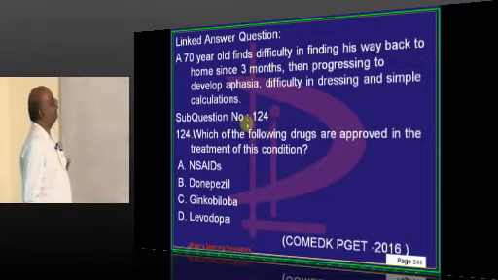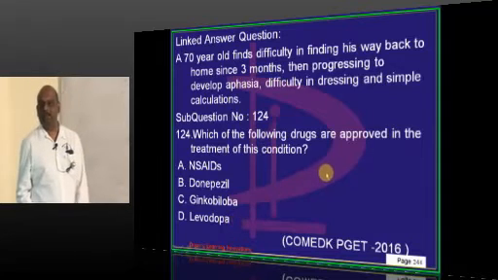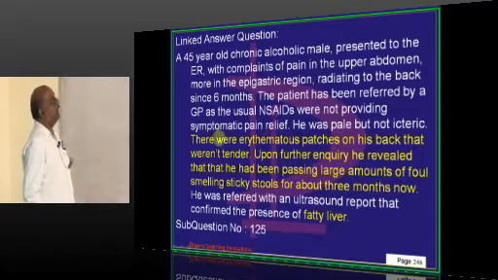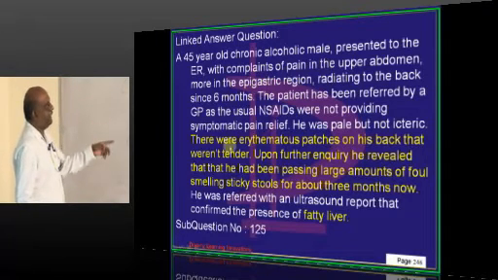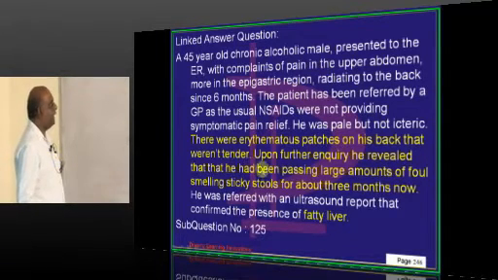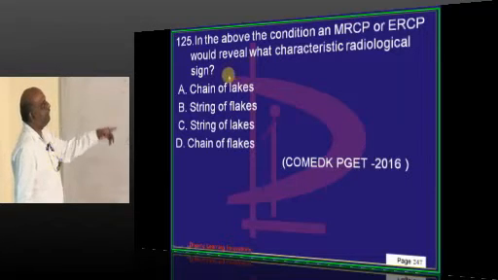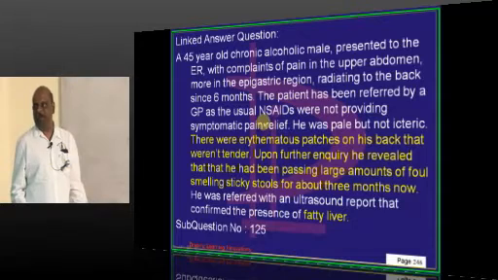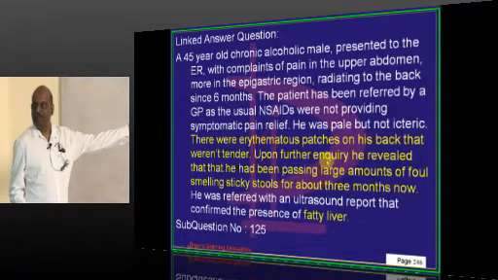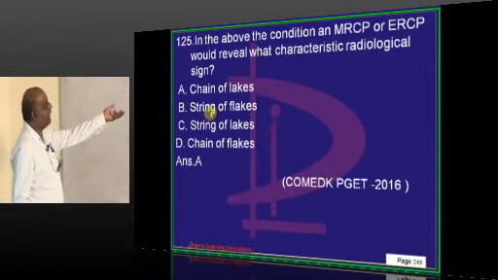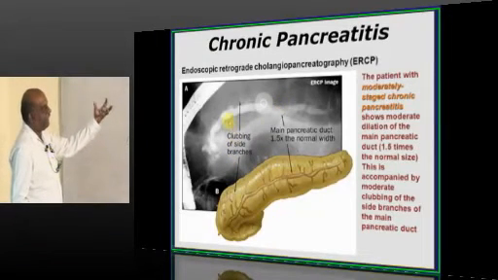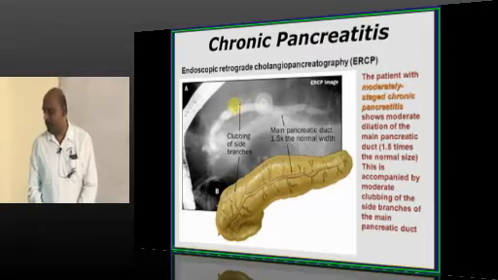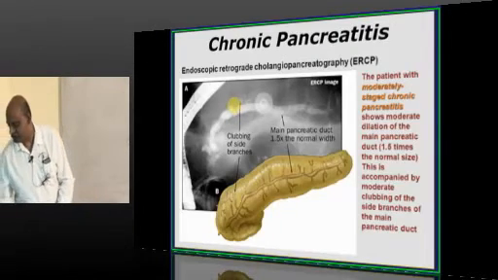Then, which is the drug that you want to give in Alzheimer? Donepezil, Tacrine, you know very well. 45-year-old who is a chronic alcoholic, complains of pain and erythematous patches, and so on. And ultimately if you do MRCP, ERCP in his case, he is a case of chronic pancreatitis. Chronic pancreatitis with steatorrhea, right? So you will find alternating constrictions and dilatations giving a chain of lakes appearance, which is what you have to basically remember.